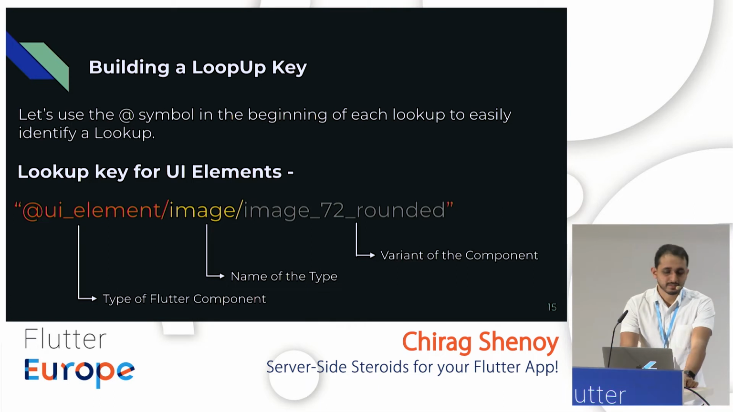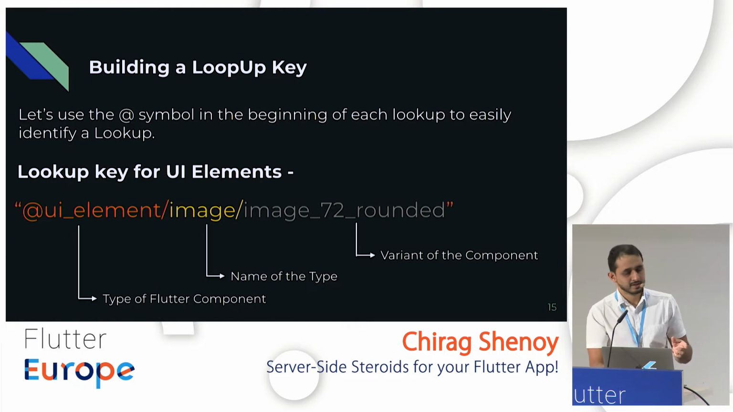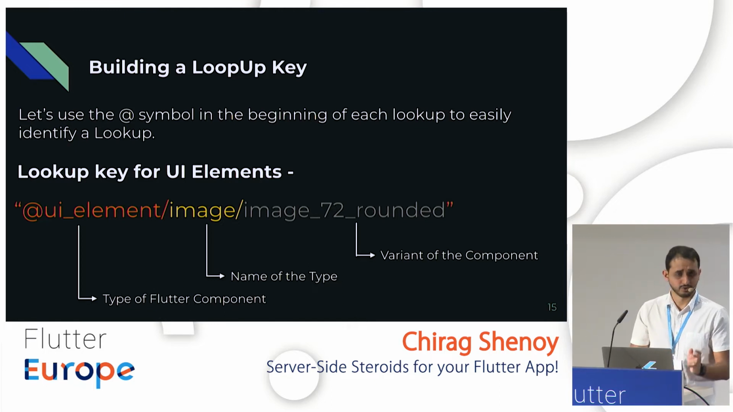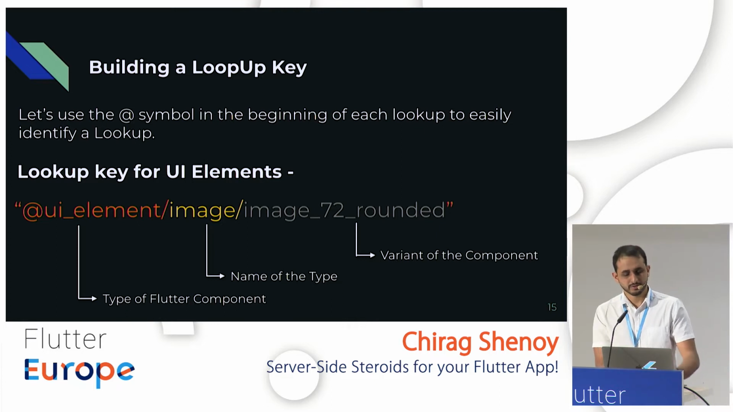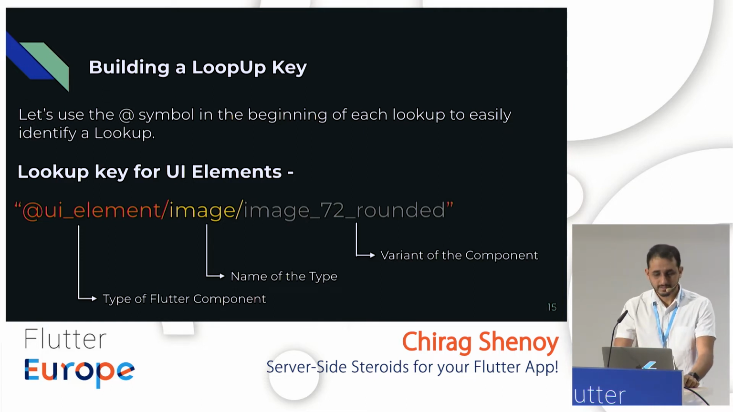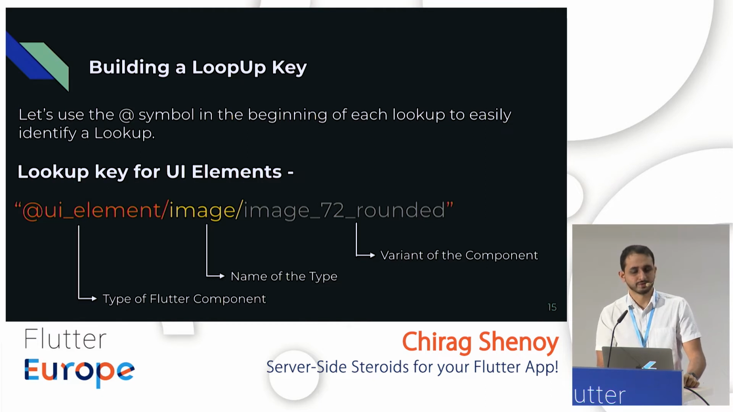The second part, which is highlighted in yellow, is the name of the component. UI elements can be, of course, of many types. It can be an image, it can be a checkbox, it can be a list, it can be just text, it can be a row, it can be a container, and so on. And the third part, which is in gray over there, is a variation of that component. So it says image 72 rounded.